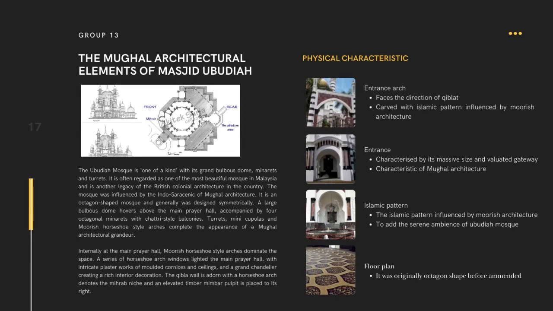Next is the Islamic pattern. The Islamic pattern, influenced by Moorish architecture, adds to the serene ambience of Ubudiyah Mosque. Lastly, the floor plan, which was originally octagon-shaped before it was amended.